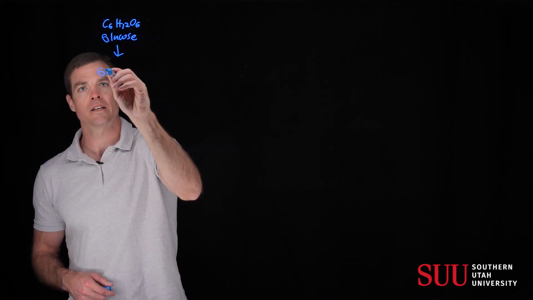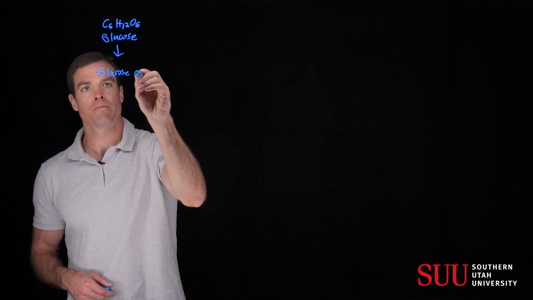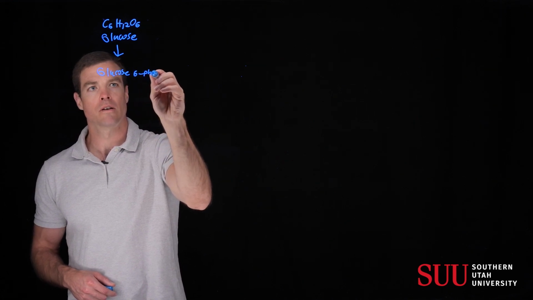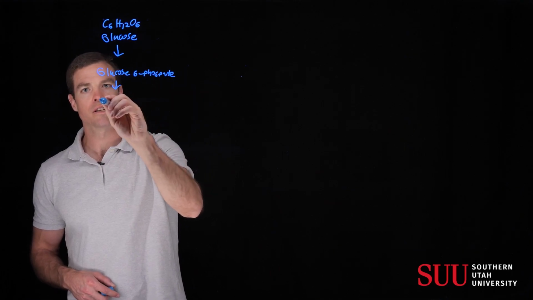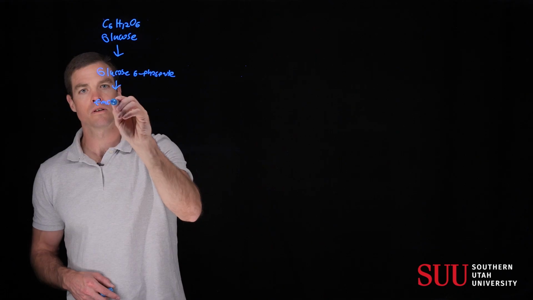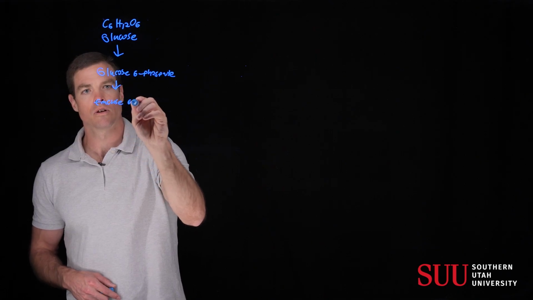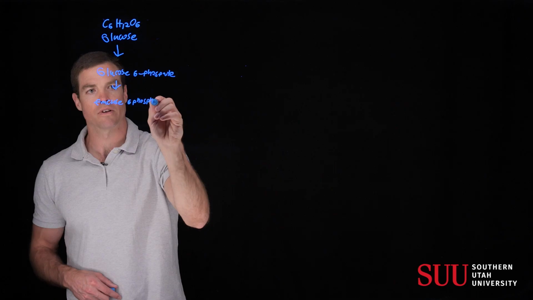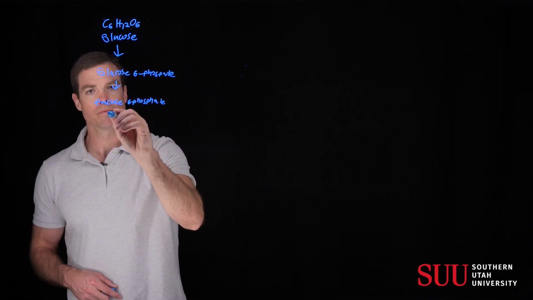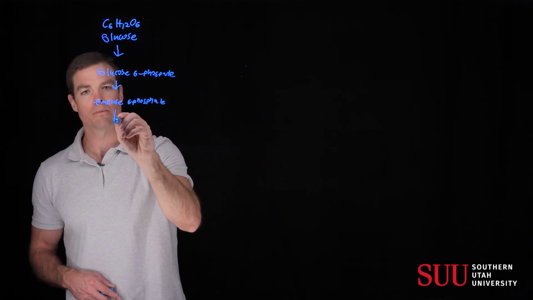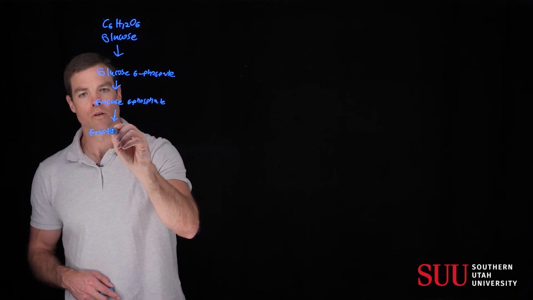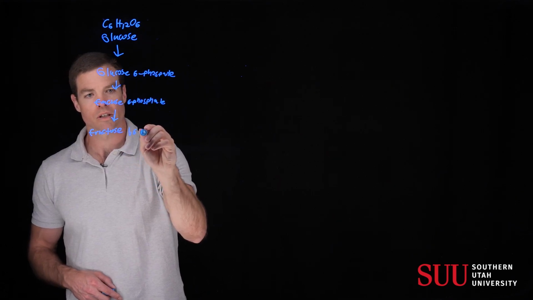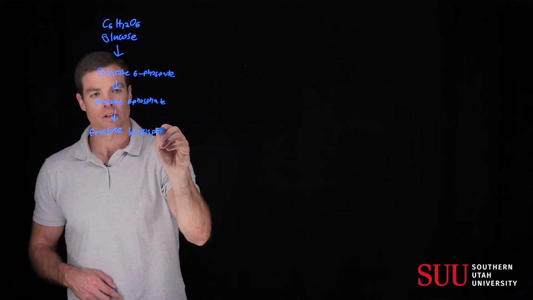So you would end up getting glucose 6-phosphate. And then another reaction and turn this to fructose 6-phosphate. And then we do another very important one here, and we get fructose 1,6-bisphosphate.